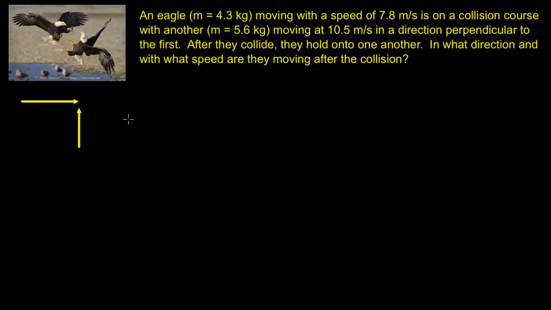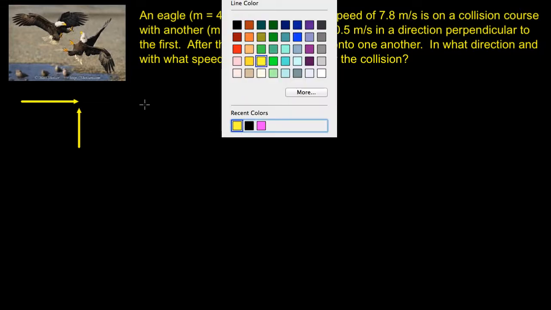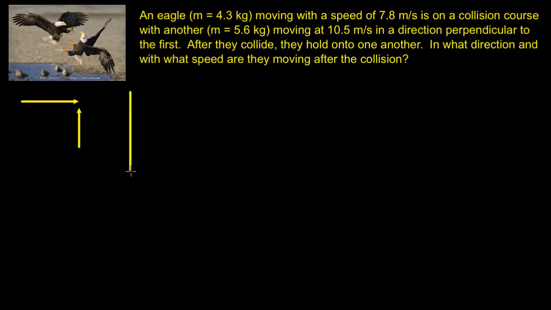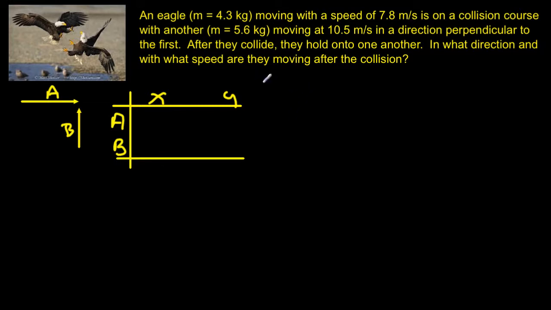And we will have eagle A and eagle B. We'll call this one A and this one B. And we have an X and a Y component of each. Remember that momentum equals mass times velocity. So we'll have a mass times velocity for both A and B.